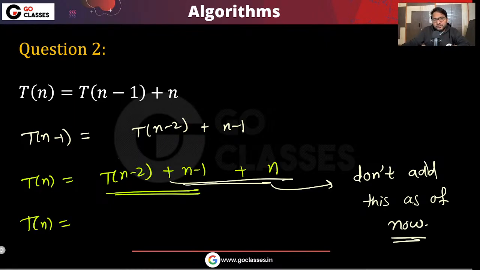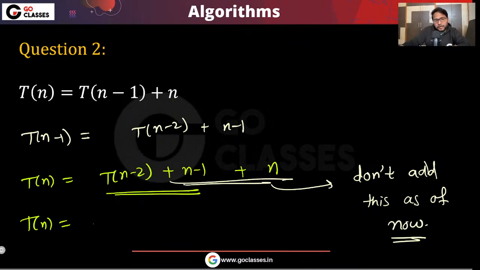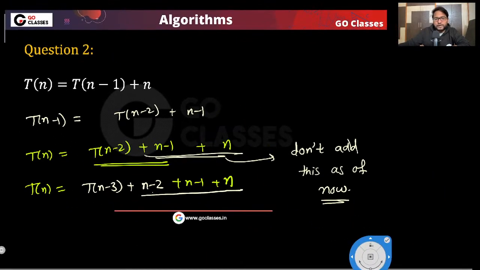Now T of n minus 2 will similarly be T of n minus 3 plus n minus 2, right? So this thing will be T of n minus 3 plus n minus 2, and then this n minus 1 and n is already there, right? So if you keep on doing it, then what is the answer? Yes, some of the people have already got the answer. So if you keep on doing it, then you can definitely tell me the answer.